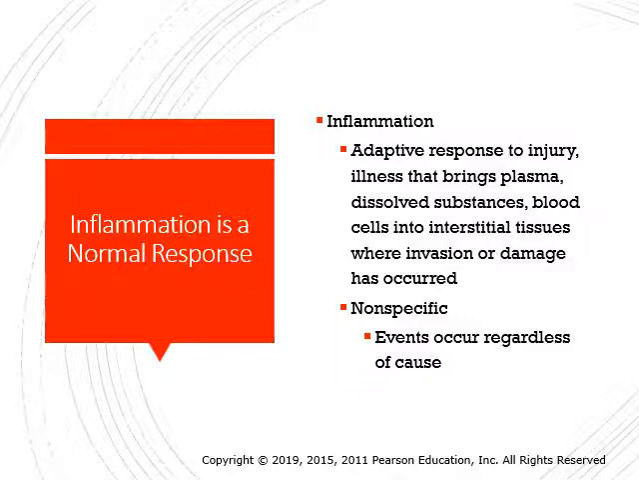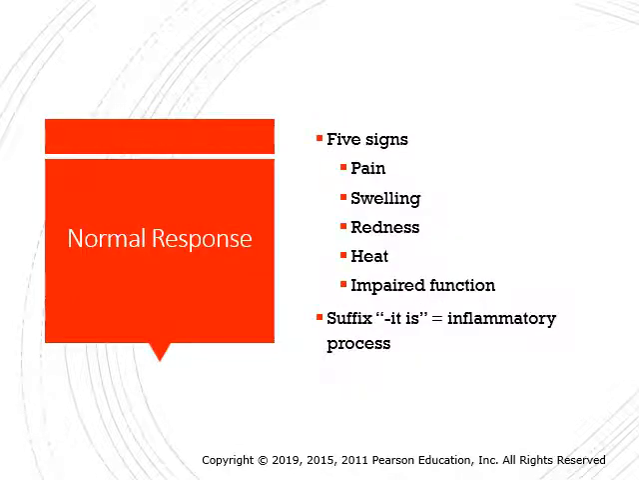Inflammation is an adaptive response to injury or illness that brings plasma, dissolved substances, and blood cells to interstitial tissues where invasion or damage has occurred. Inflammation is nonspecific, and these events occur in the body regardless of the cause. The 5 signs of inflammation are pain, swelling, redness, warmth at the site, and impaired function. And the suffix -itis equals inflammation, or an indicator of an inflammatory process.